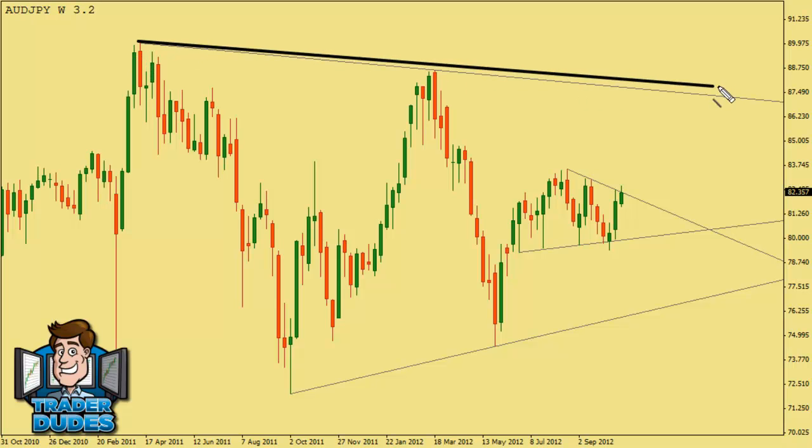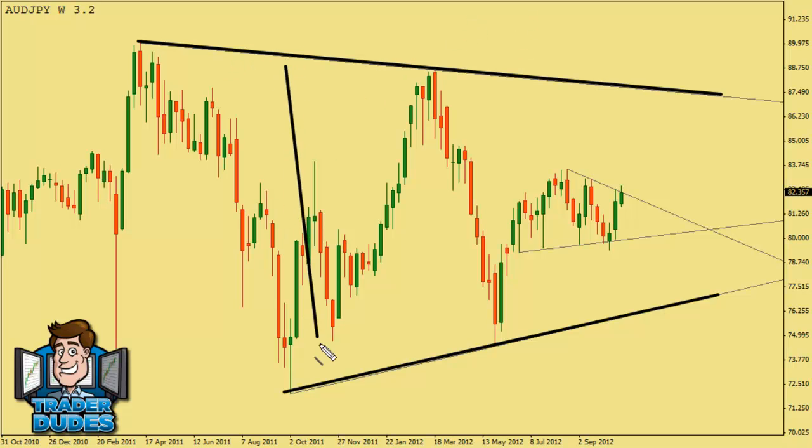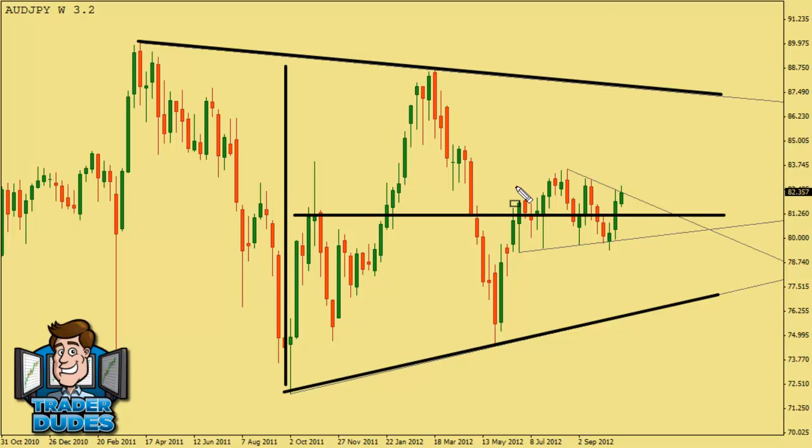Get it easier for you, right? So we have the top of our triangle there, the bottom there. If you take the length of this triangle, we're currently at the midpoint. We're just coiling around, so although it looks like we're in a short uptrend on the daily, when you look at the bigger picture, we're really stuck in the range. But that's long term. So this is where we're at right now.